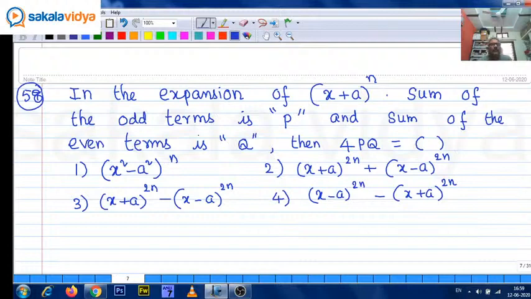Right. So now in the expansion of x plus a all to the power of n, sum of the odd terms is capital P and sum of the even terms is capital Q. Then we need to find out 4 times capital P multiplied by capital Q. 4PQ we need to find. Right.